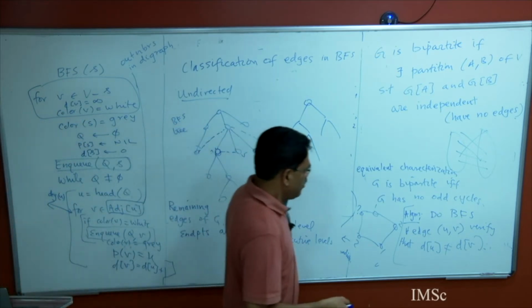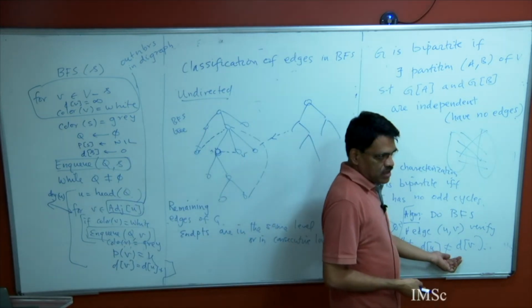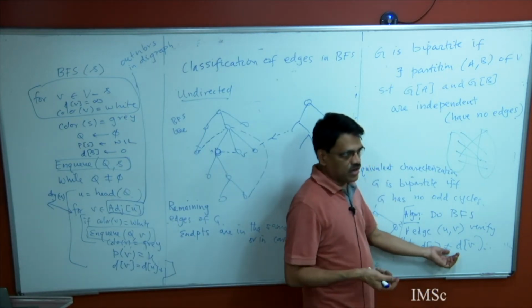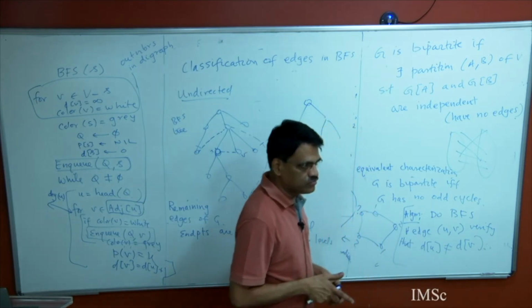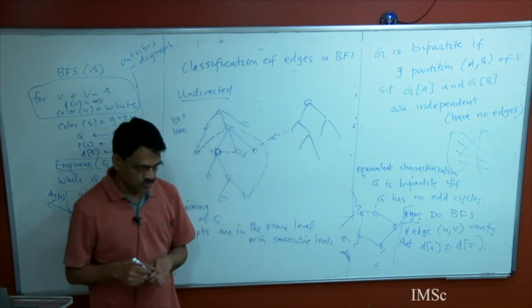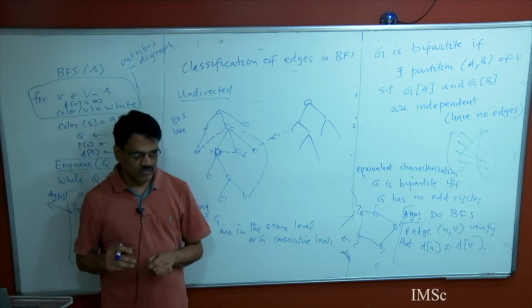Conversely, if you find such an edge, you want to produce an odd cycle and say that the graph is not bipartite. So what would be an odd cycle? The path from S to that vertex, that edge, and then the path back to S.